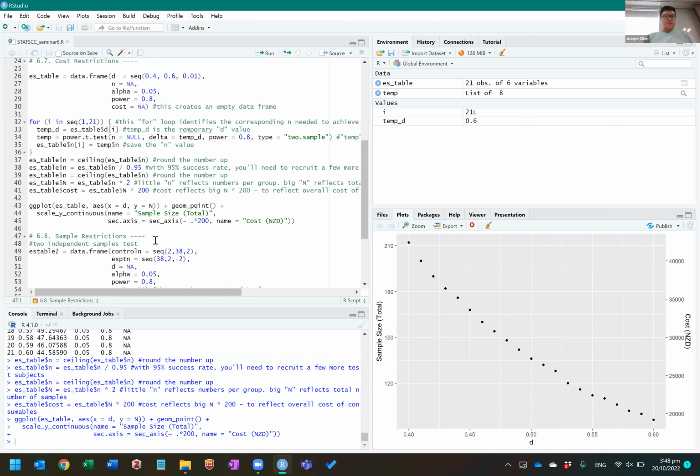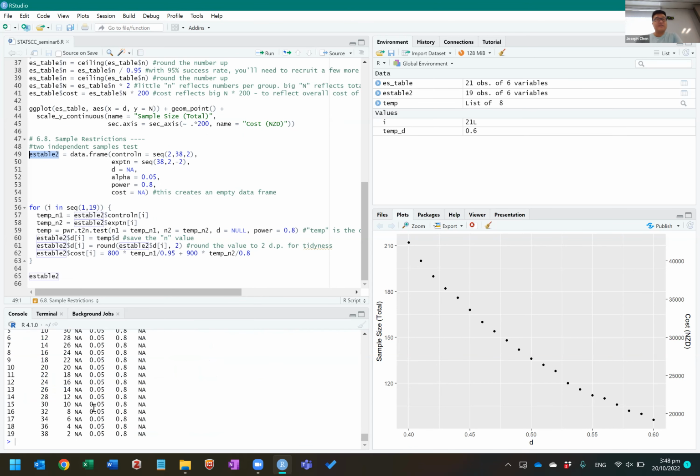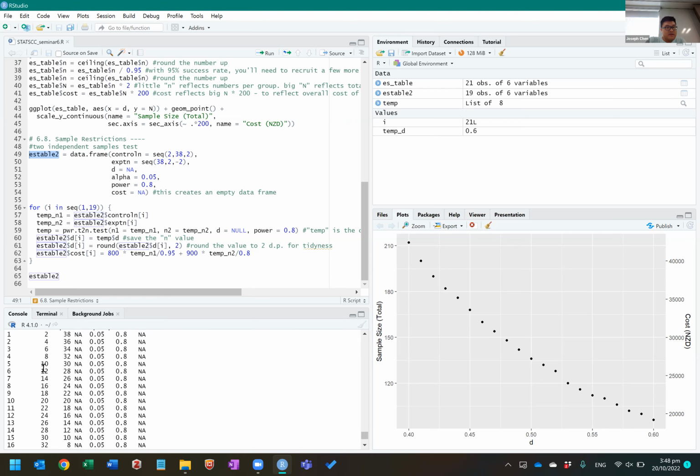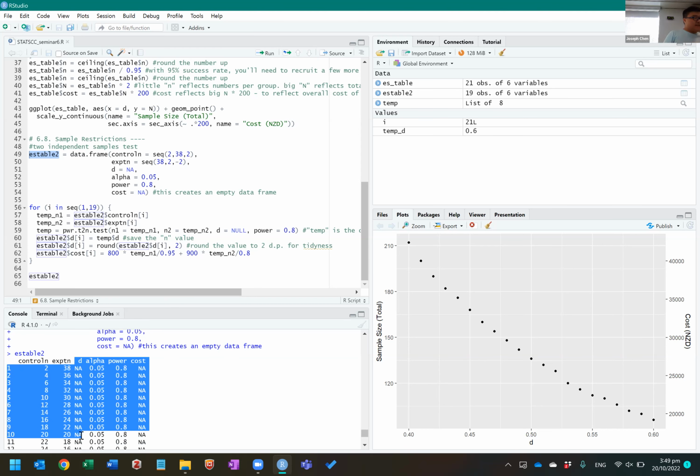And this bunch of code talks about this. So first of all, create a blank empty table, the ES effect size table, and you can see we have experimental N. If we had 38 people in the experimental group, but only 2 people in the control group, probably not a good design, but you can see how I've gone up in 2 all the way to 38. Remember you had 40 participants, so control N and experimental N should add up to 40, and you can see how it does. D is the effect size, which we need to calculate. Alpha is 0.05, power is 0.8, and then cost will fill out.